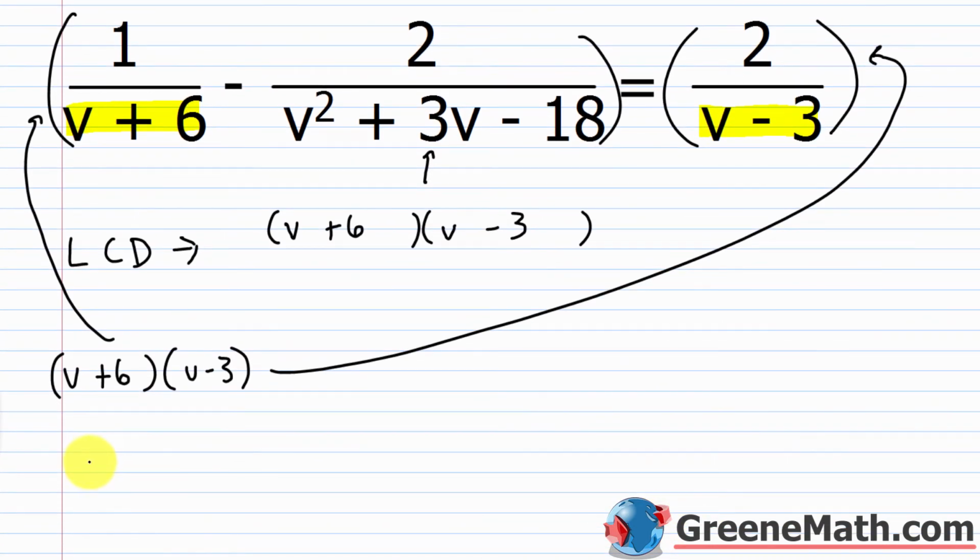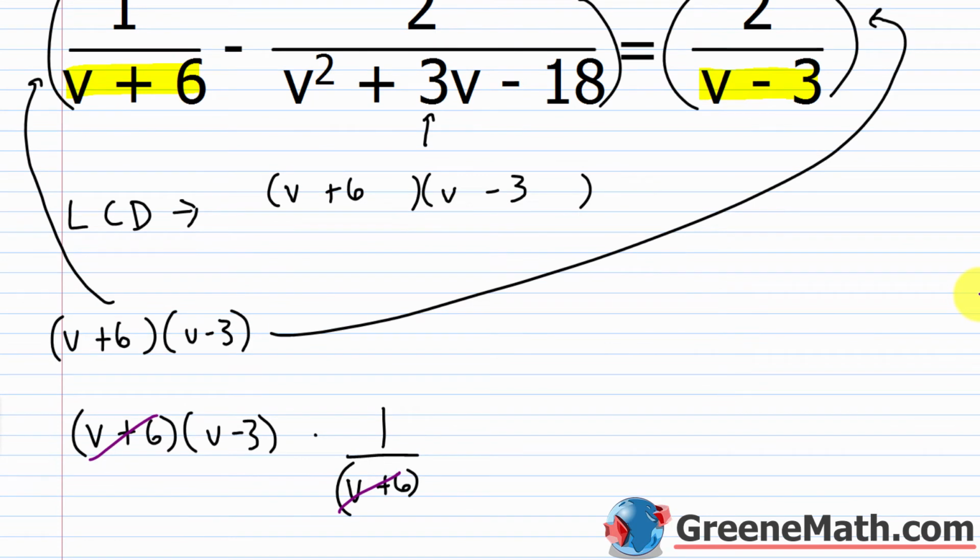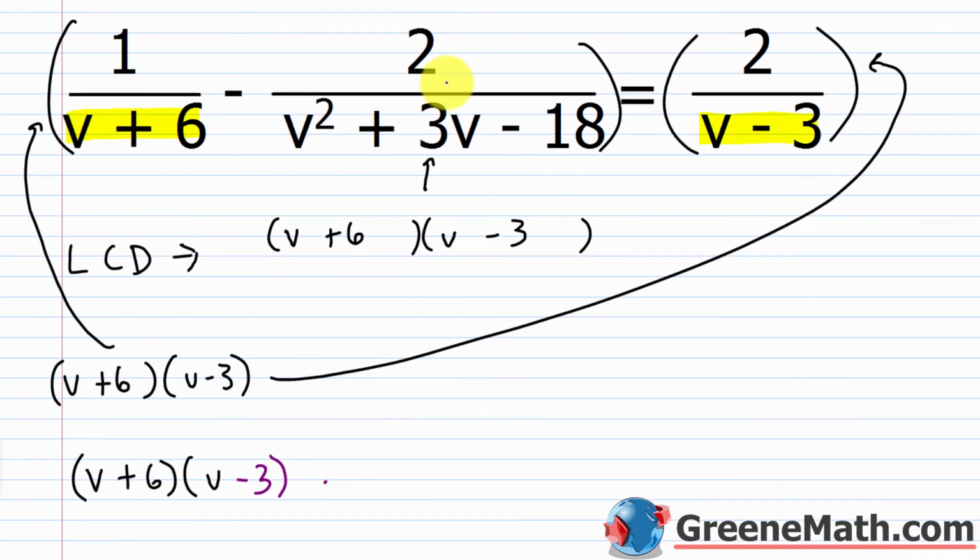So if I had v plus 6 times v minus 3, and I multiply this by 1 over v plus 6, obviously the v plus 6 would cancel here and here, and I'd just be left with v minus 3. So for the first one, let me scroll down. I would have just a v minus 3. Okay, let me scroll back up now, and I'll just be going back and forth. So this was v minus 3 here. So now I'm going to multiply by this guy here.